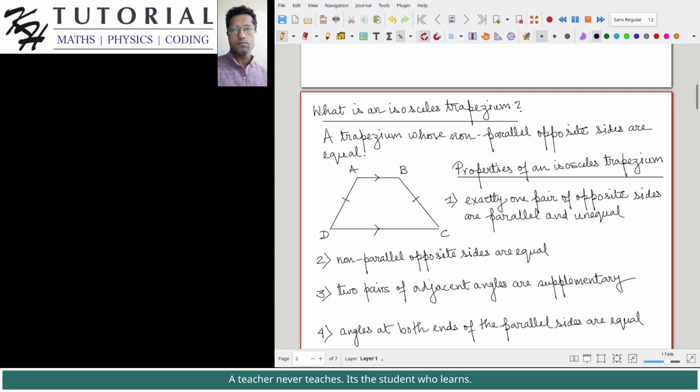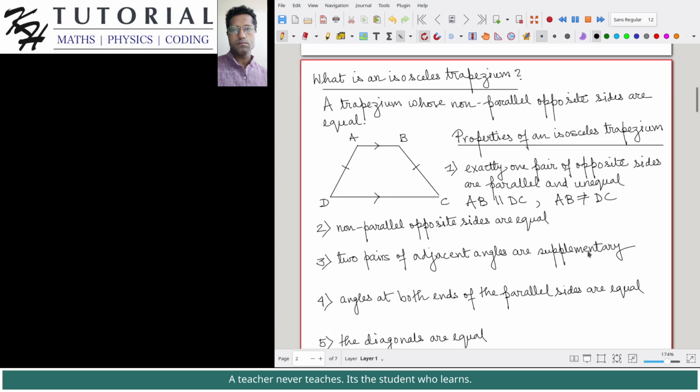It has exactly one pair of opposite sides which are parallel. So the properties of an isosceles trapezium: the first one is exactly one pair of opposite sides are parallel and unequal. As per this figure, we have AB parallel to DC, and we must have AB not equal to DC. They are of unequal length. This is based on the property or the definition of a trapezium.